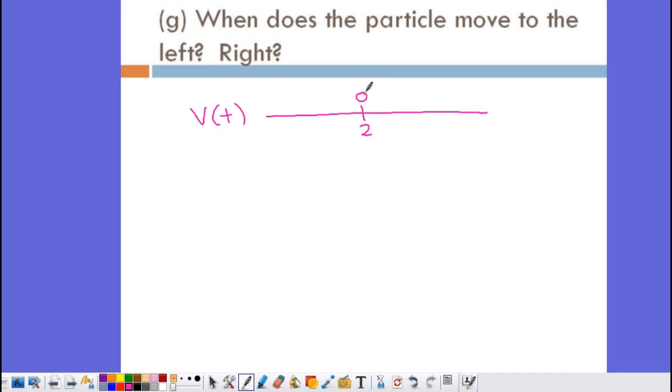So what's happening maybe at 1 second? That's going to give me an idea of what's happening from 0 to 2. And then I want to know what's happening from 2 and above, because if velocity is only 0 once, the particle can only be changing direction once. So what's the velocity at 1? Positive or negative? Negative. So if the velocity at 1 is negative, then the position is going what direction? Left. Good.